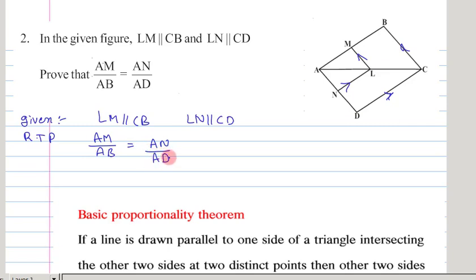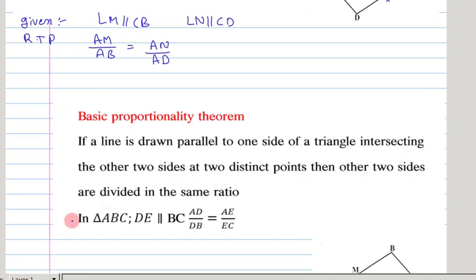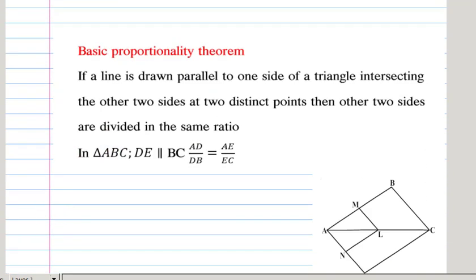To prove this, one must be aware of an important theorem of similar triangles, that is the basic proportionality theorem. Here is the statement of the basic proportionality theorem. Let us see what it is. If a line is drawn parallel to one side of a triangle intersecting the other two sides at two distinct points, then the other two sides are divided in the same ratio.